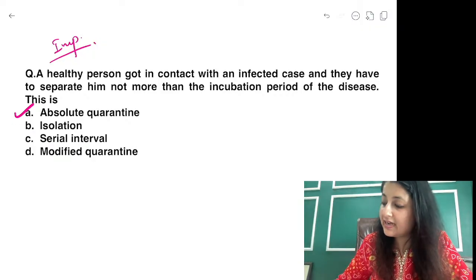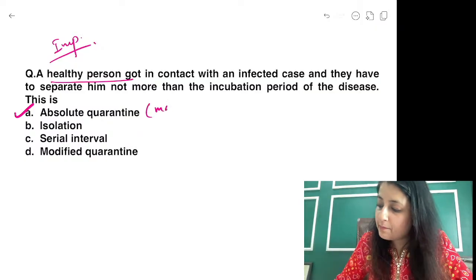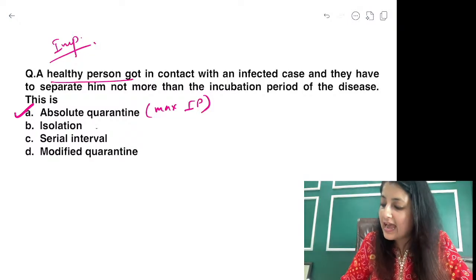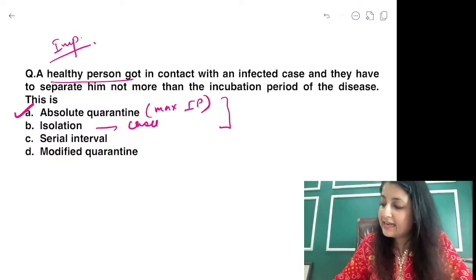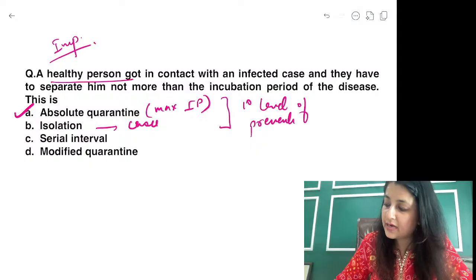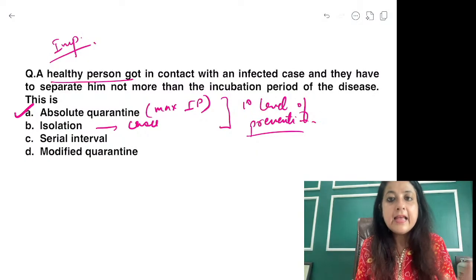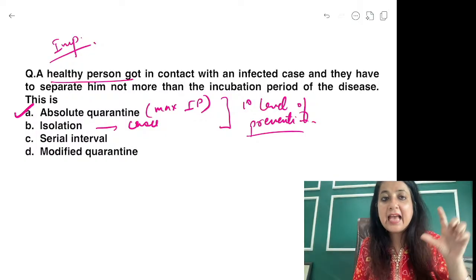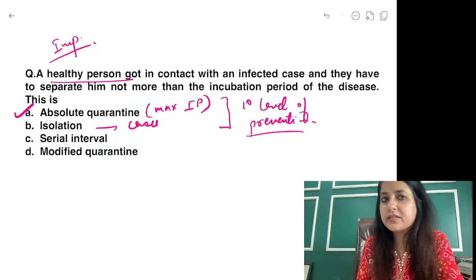Absolute quarantine. Quarantine is done for healthy persons. ठीक है? And it is done for max incubation period of the disease. 2 MCQs done over here. Isolation is done for cases. Remember, quarantine and isolation both are primary level of prevention. Both are primary level. कभी मत बोलना isolation is secondary. It's not meant for treatment. We isolate cases because they are a risk factor for us. We absolute quarantine में healthy person को separate करते हैं because he is also a risk factor for us.